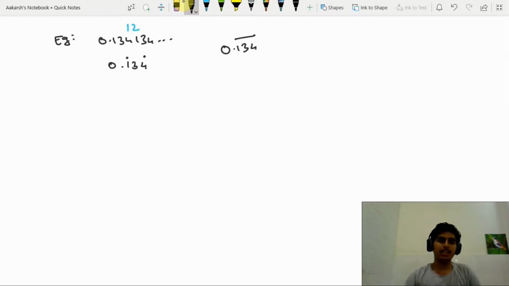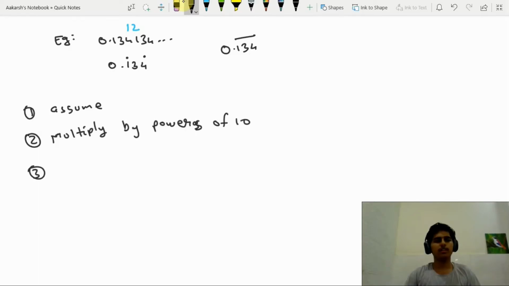Now we have to convert recurring decimals to fractions. A recurring decimal goes on till infinity, so we have a few steps to solve it. First step is to assume. Assume my recurring decimal to be equal to x. So first we'll assume that the given number is actually x, and next we'll multiply it by powers of 10.